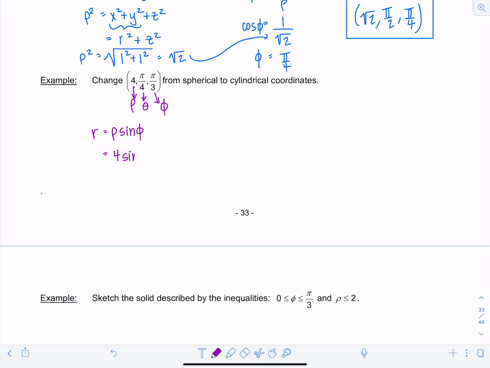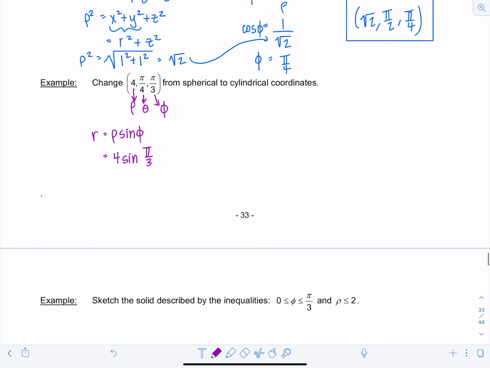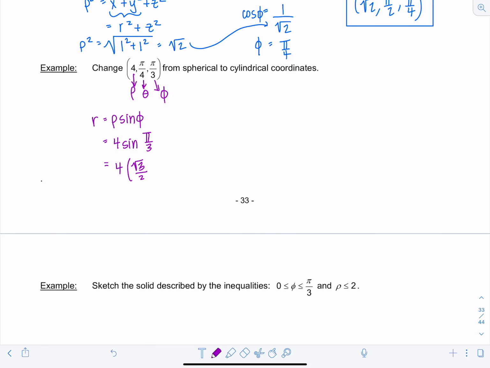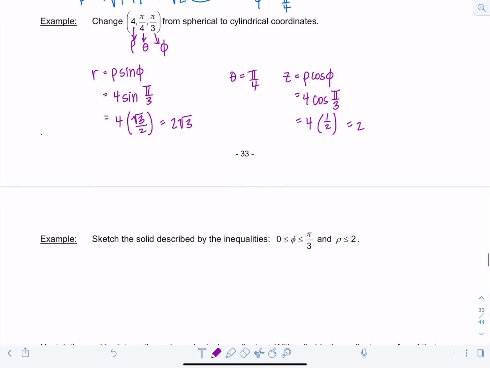So 4 sine pi over 3. Sine of pi over 3, that's rad 3 over 2. So that's 2 rad 3. Theta doesn't change, so theta is still pi over 4, and then z is rho cosine phi. So that's going to be 4 cosine pi over 3. So 4 times a half, which is 2. So putting it all together, you have 2 rad 3, pi over 4, and 2. Good.